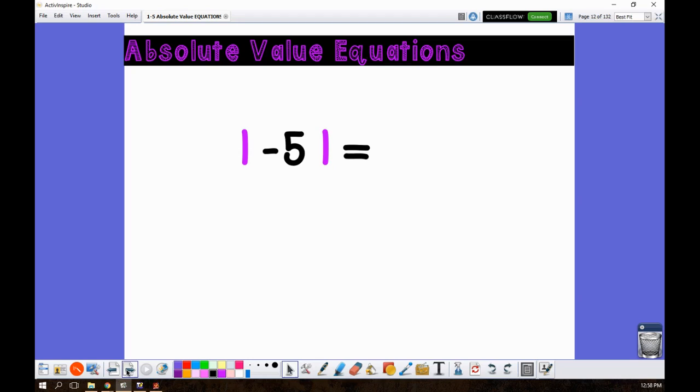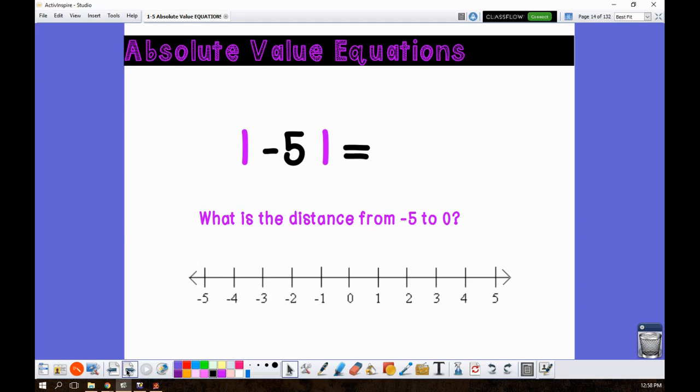What about for negative 5? So this is really asking, what is the distance from negative 5 to 0? Okay, well, here's your number line again. Mark negative 5, and let's count from negative 5 to 0. 1, 2, 3, 4, 5. So the absolute value of negative 5 is 5.